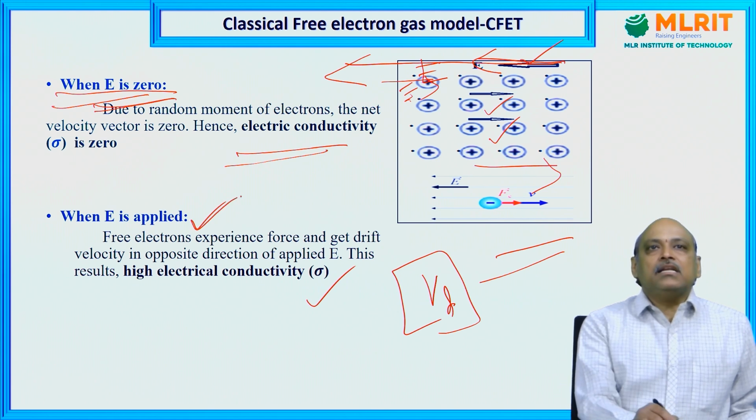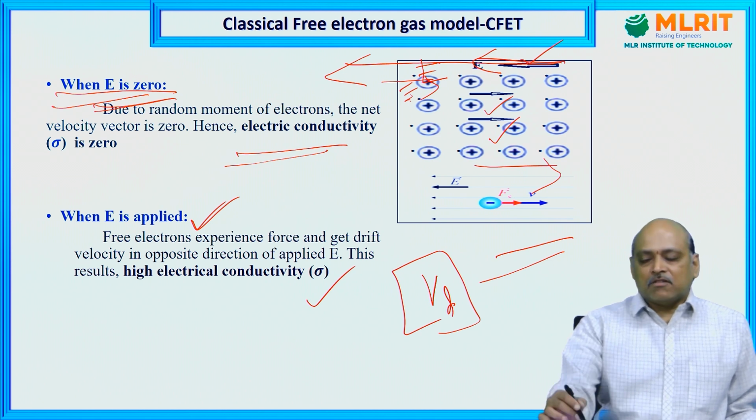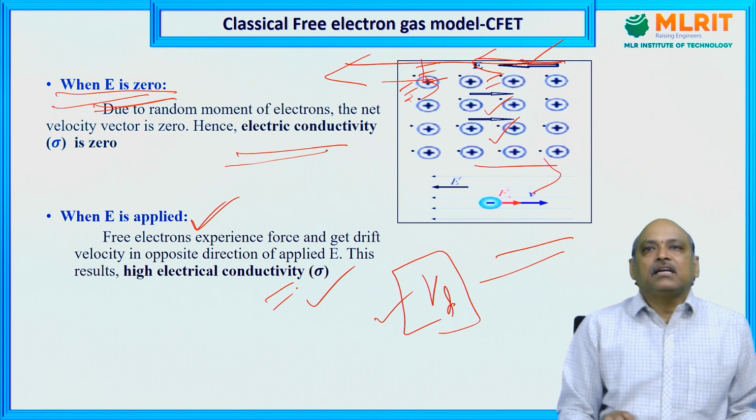That's why in metals, when you apply an electric field, the motion of electrons in the direction opposite to the applied electric field gives a high drift velocity. Due to this drift velocity, we get high electrical conductivity in metals.